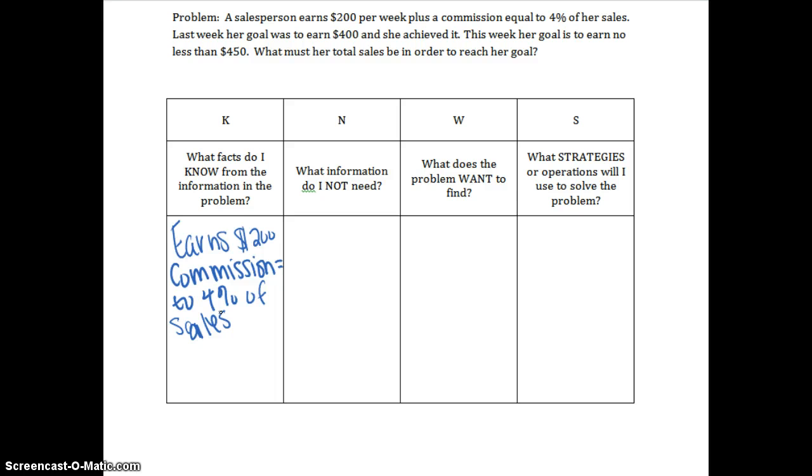Oh, sorry. Okay, so that was last week, right? Yeah. This week, her goal is to earn no less than $450. What must her total sales be in order to reach her goal? So what do we need from those two sentences? That she wants to achieve $450. Okay, so she wants to get more than $450.